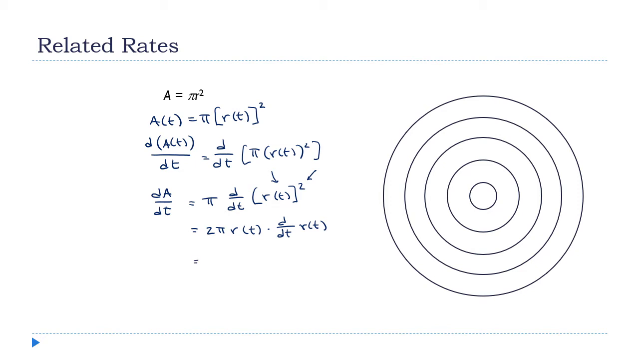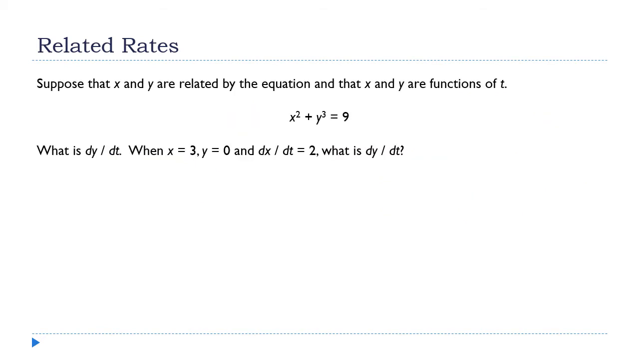Now let's scale this back again. We won't make a habit of writing the of t part. We're just going to have it in the back of our minds implicitly: these are functions of time. So now I would write this 2 pi r dr dt. And there is my related rate equation. I have a formula that relates the rate of change of the area to the rate of change of the radius. I want to get a little more practice doing this.